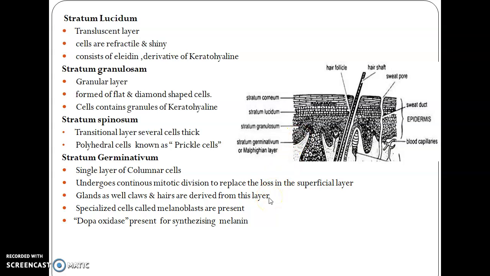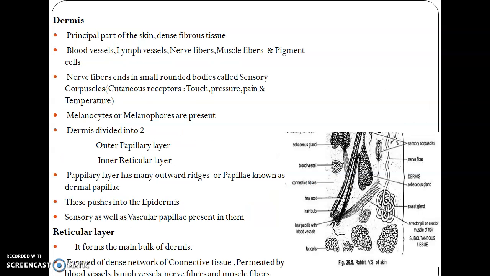And this stratum germinativum contains specialized cells which are called melanoblasts. So melanoblasts are generally found in this particular layer. Another peculiarity of this layer is that it contains an enzyme called dopa oxidase. Dopa oxidase is very important for the synthesis of melanin. So the synthesis of melanin generally takes place in the stratum germinativum. So that's all about the multiple layers of the epidermis.